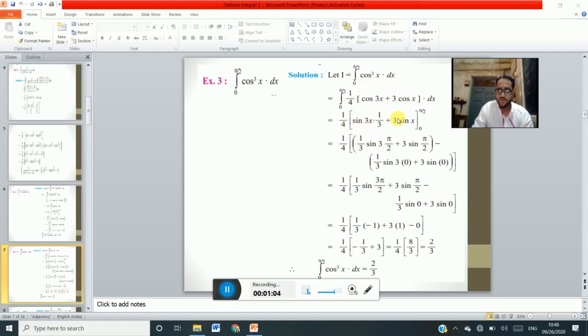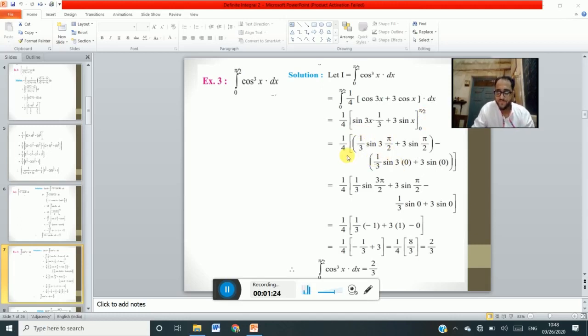Then simplify the integration. 1 by 4 is a constant outside the integral, and the integration of cos 3x is sin 3x upon 3, plus 3 is a constant, and the integration of cos is sin x. Okay, and the limit is 0 to pi by 2. After that we have to put the limit and find the answer.